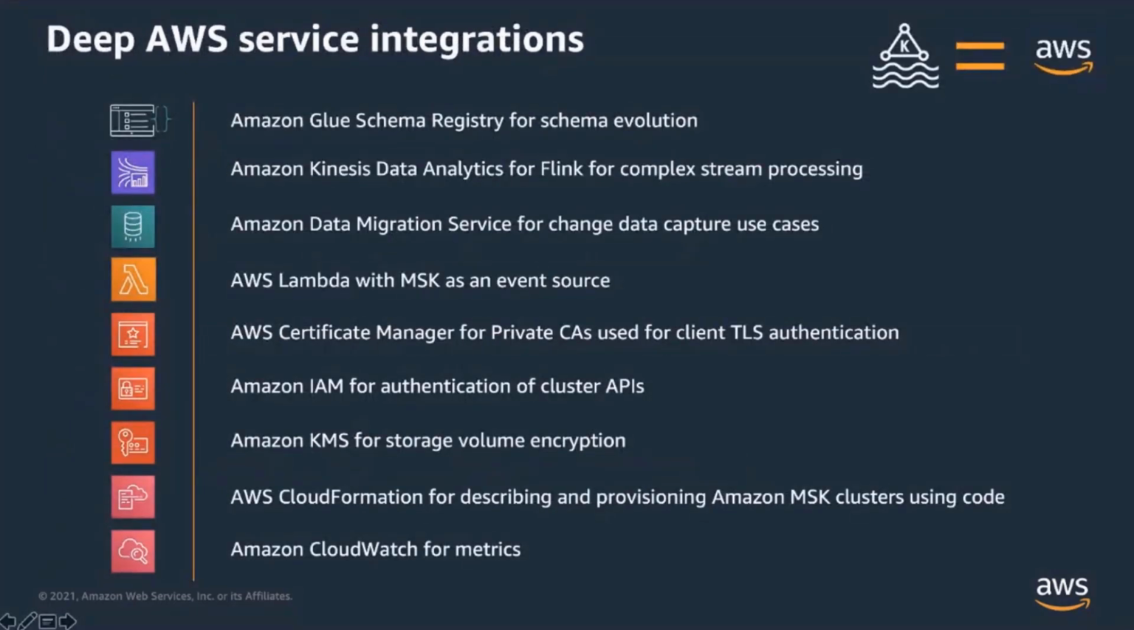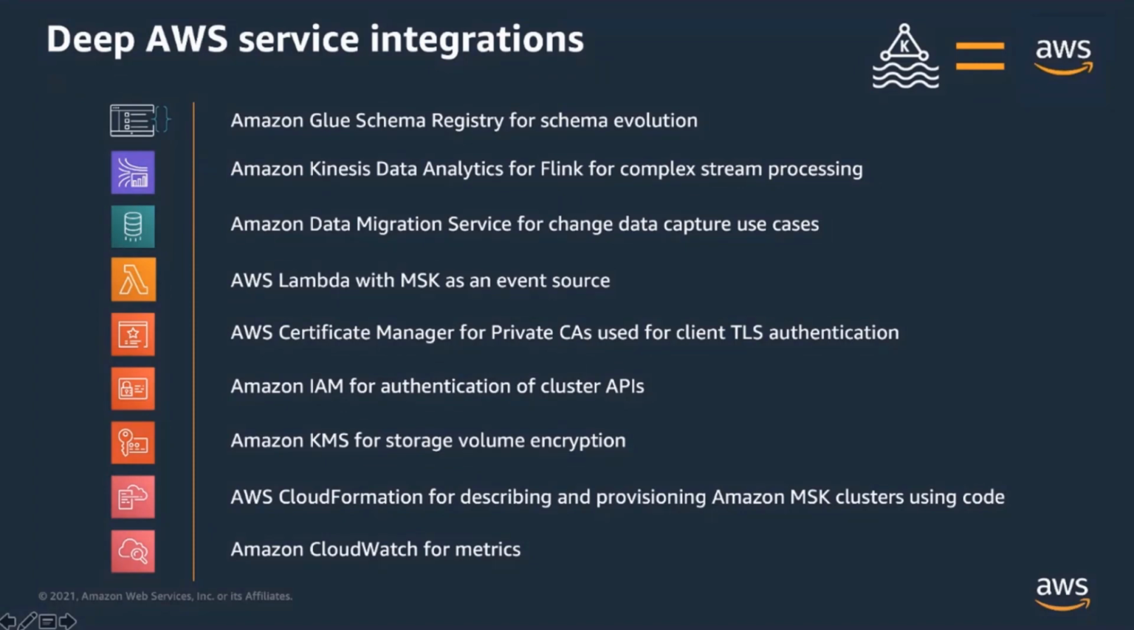In addition to that, because MSK is an AWS service, we've obviously built in integrations with other AWS services that you can take advantage of in your application. Things like Glue Schema Registry, which allows you to have standardized schemas stored in AWS Glue that you can share amongst your applications so that they can all talk and understand the data structures inside of each message. This also allows for schema evolution. So as your applications change and grow, you can predictably evolve those schemas so that they can have backwards and forwards compatibility.